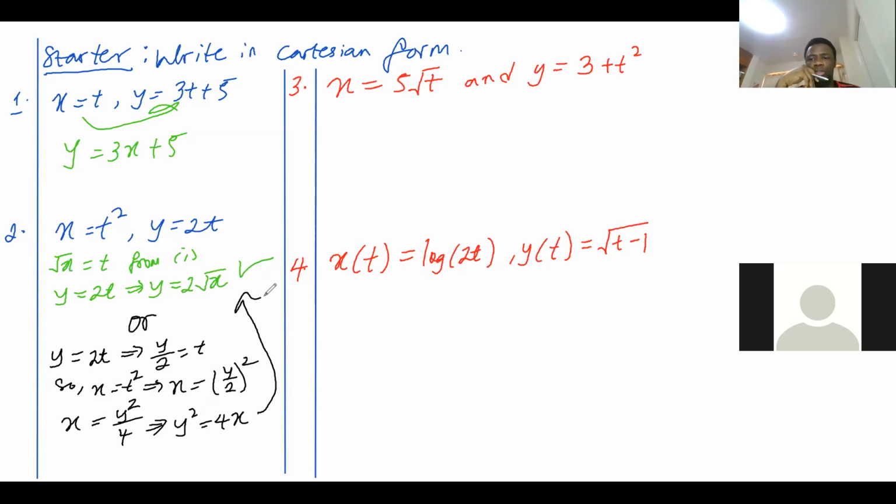Has anyone done question 3? Only Ethan? Lillian? Okay. Any other person? Can you type not yet if you're still working on it? All right. Okay, so I'll give you a minute or two. Work on 3 and 4.